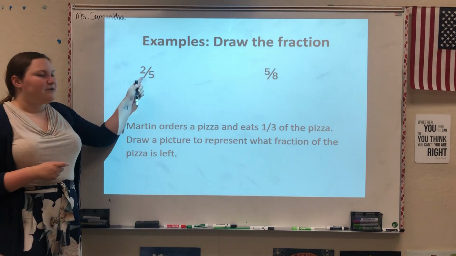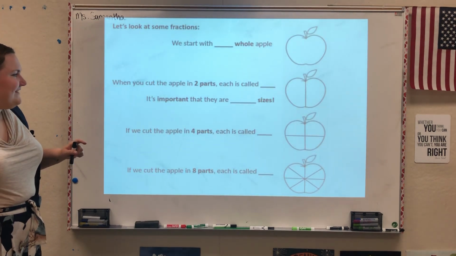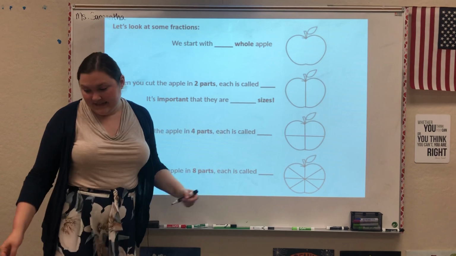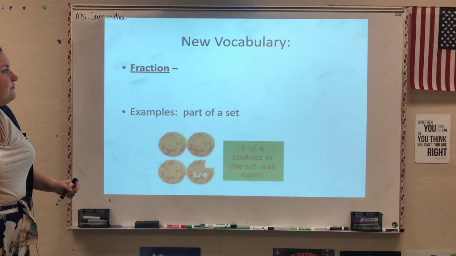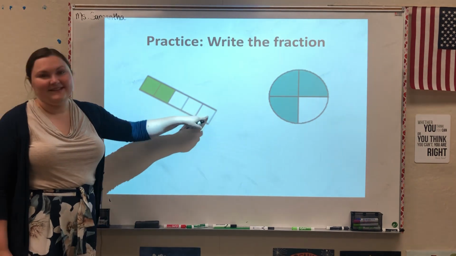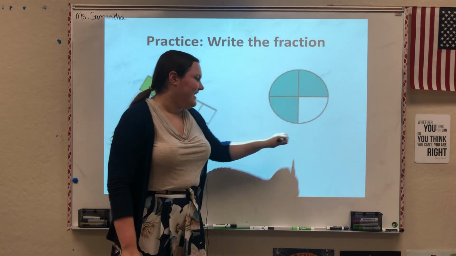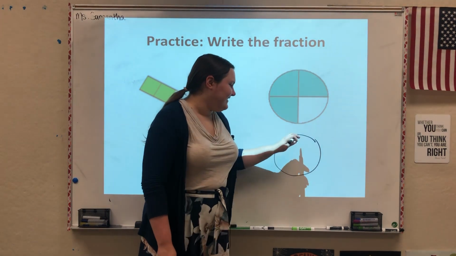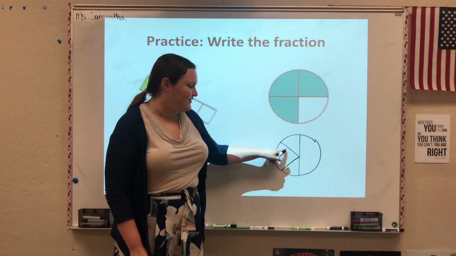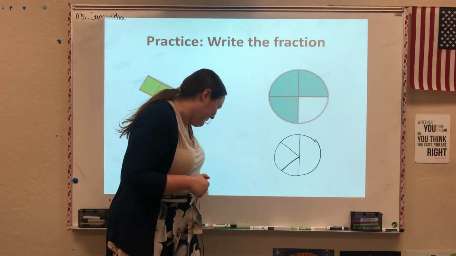Now there's something I want to remind you with this. Remember way back at the beginning, we said with this apple that it's important that they're equal sizes. So when you go to draw your fraction, notice here each part is the same size. Each part is the same size. It's not like they did something like this, where there's 4 parts but they're all different sizes. You can't do that. They all have to be equal.